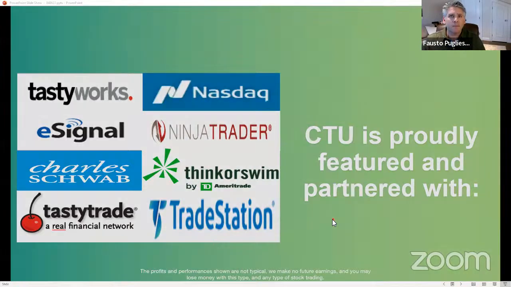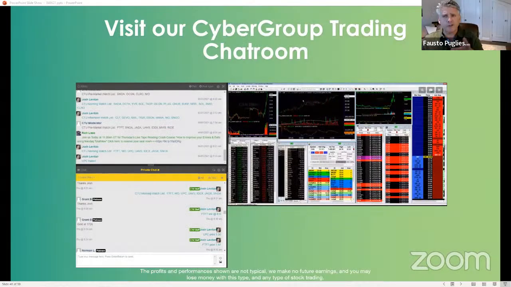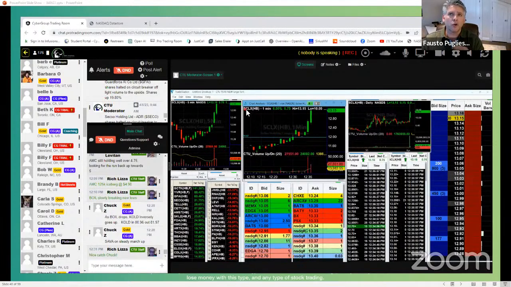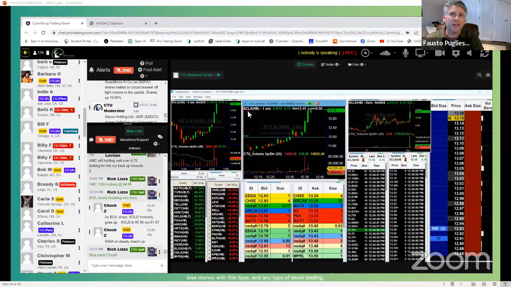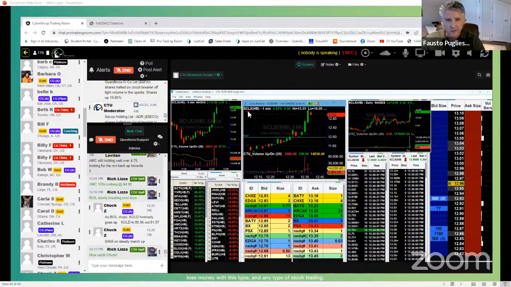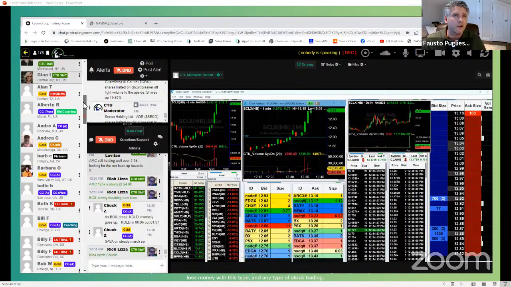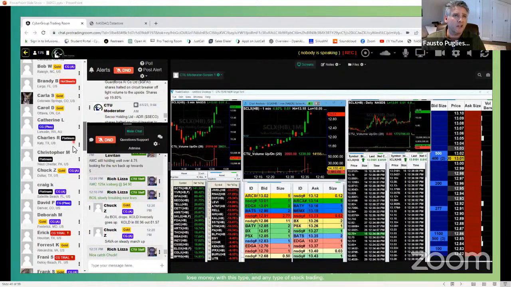Now, this is basically the trading room. We run all day long. Hold on one second here. Here's our trading room right now. This is the live trading room. Just to show you what we've got going on, they're all trading and looking at a stock called SCLX. You could see our instructors, our C2 staff, and all our traders down here. You'll be a part of this list right here.